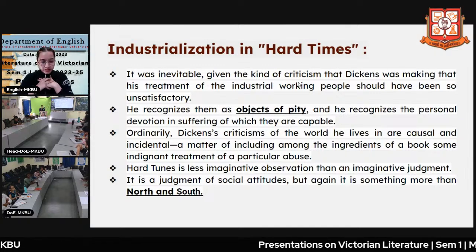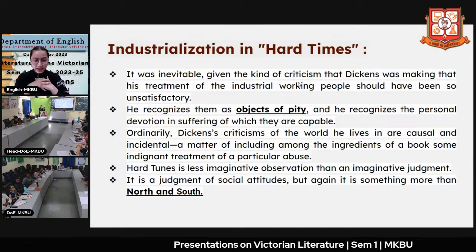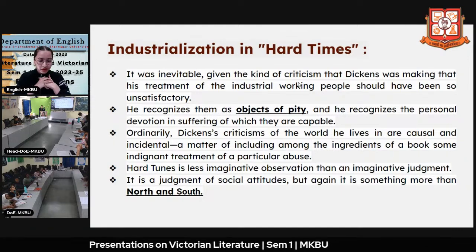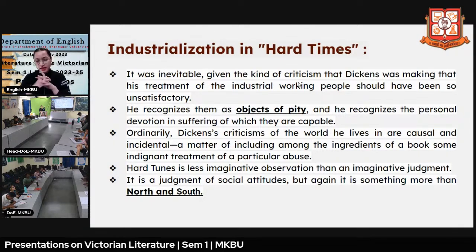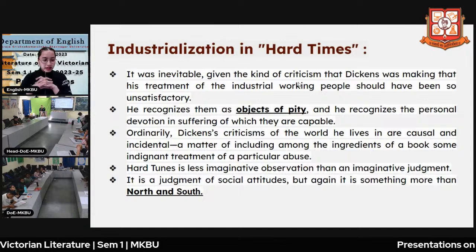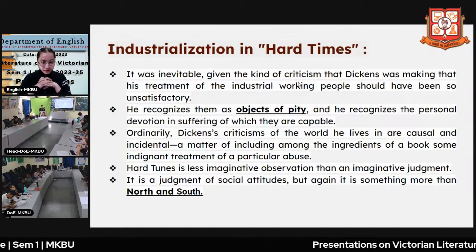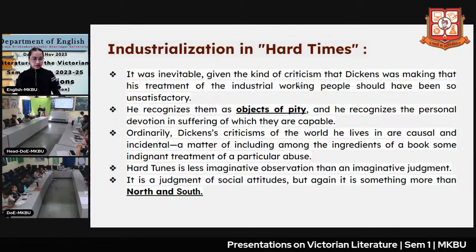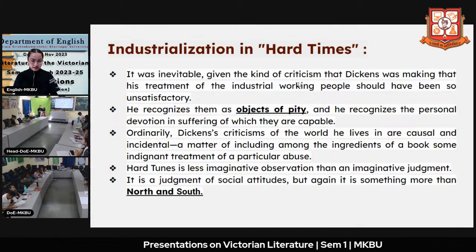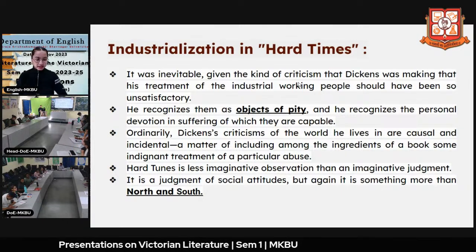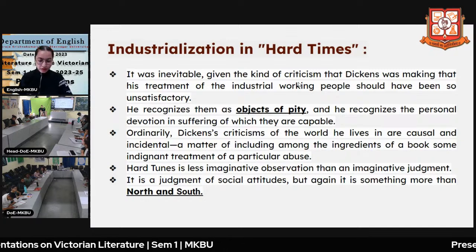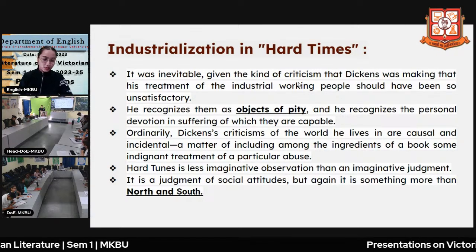Ordinarily, Dickens' criticism of the works is casual and incidental, a matter of including among the ingredients of a book some indignant treatment of a particular abuse. Hard Times is less an imaginative observation than an imaginative judgment. It is a judgment of social attitudes, but again, it is something more than North and South.